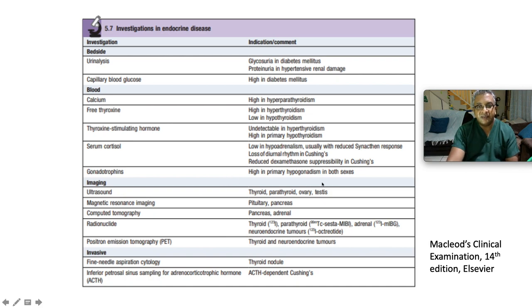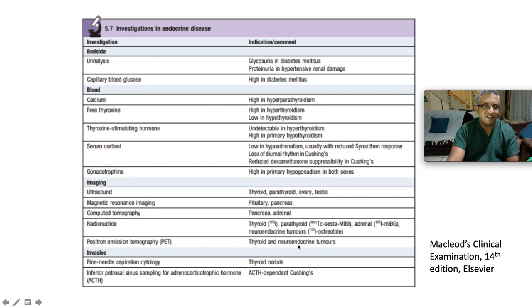Gonadotropins are going to be high in primary hypogonadism in both males and females. Imaging available to us: ultrasound of the thyroid, parathyroid, ovary, and testes can be done if you suspect pathology in any of those organs. MRI of the pituitary and the pancreas, CT of the pancreas and the adrenals, radionucleotide scans that are offered by nuclear medicine for the thyroid, parathyroid, adrenals, and neuroendocrine tumors, and PET scan. By PET, I don't mean cat or dog now. I mean positron emission tomography, which is available for thyroid and neuroendocrine tumors.